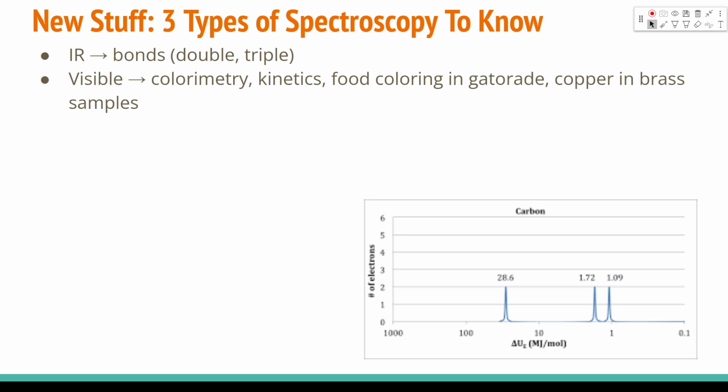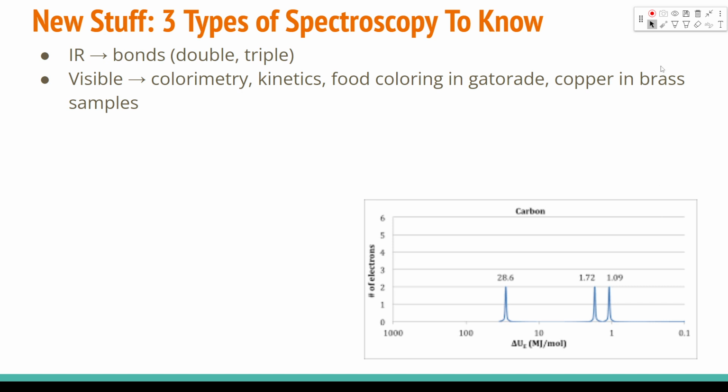We have the visible kind of spectroscopy. So we have colorimetry, which is, literally as it sounds, studying color. We've definitely done similar stuff before. Kinetics, which we'll talk about more later. Getting any kind of color from stuff.